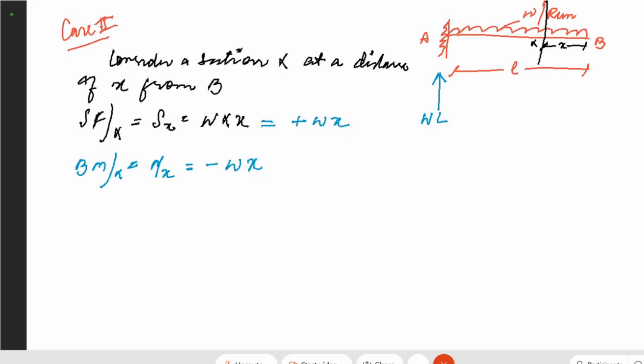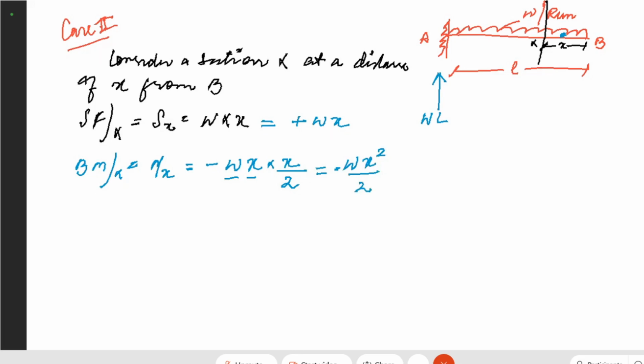W times X multiplied by the centroidal distance, that will be at a half of X, right? Its centroid will be somewhere at the center, which is at a distance of X by 2. Or your bending moment will be here equal to minus Wx square by 2. That minus is because it is hogging. It will be in the negative direction.